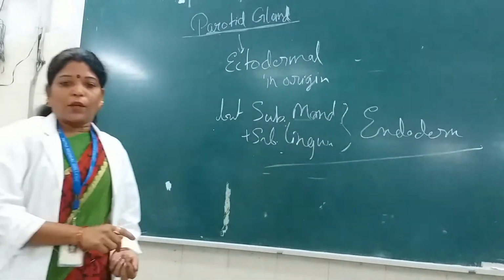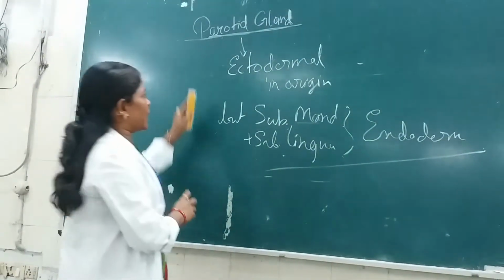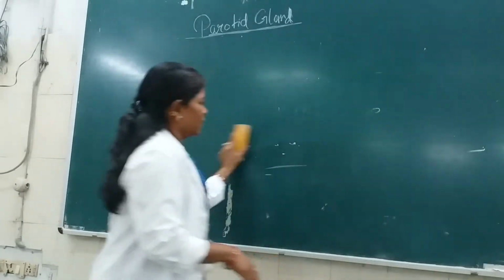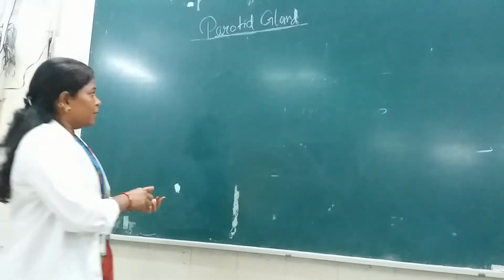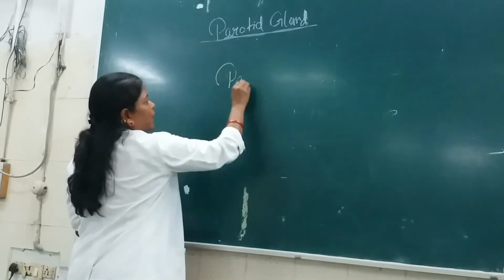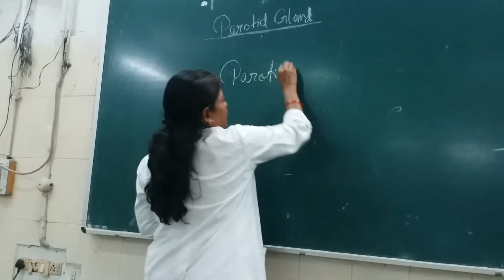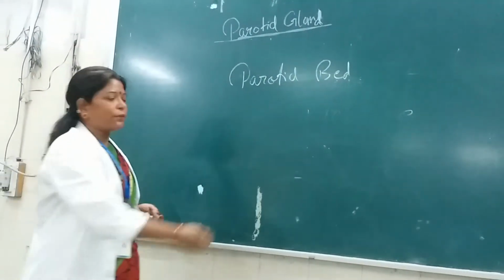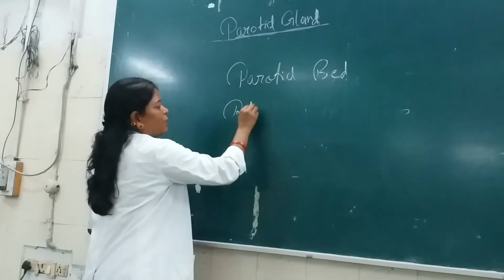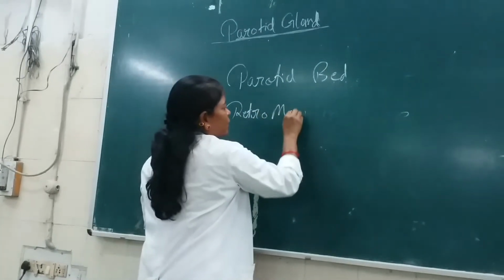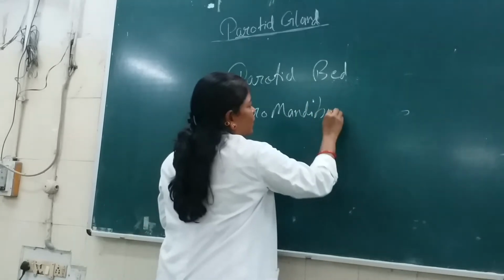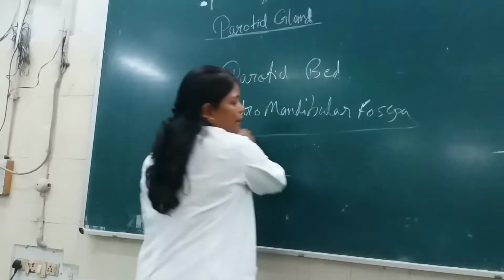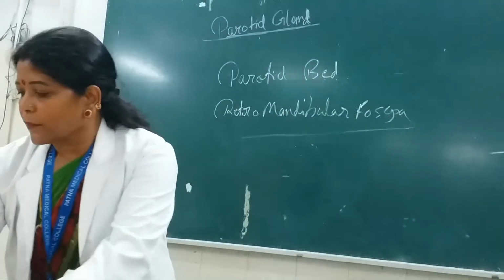Now, where is this parotid gland situated? What is the extent of this gland around the ear? You have heard the name parotid bed, or you can say the retromandibular fossa. Retromandibular fossa is where the parotid gland is situated.